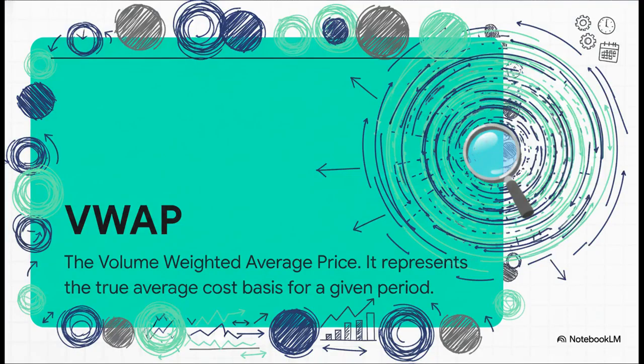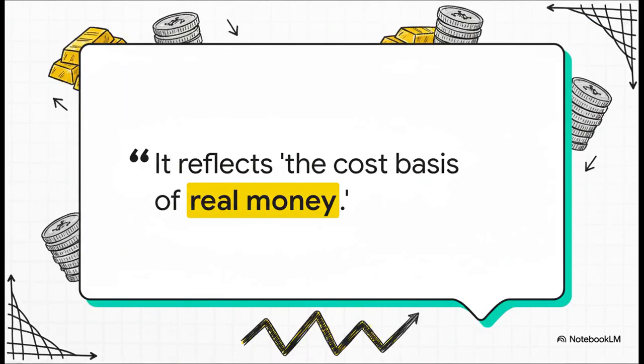So what is VWAP, really? Well, it stands for Volume Weighted Average Price. But please don't just think of it as another moving average. It's way more than that. Think of it as the market's financial center of gravity. It's that equilibrium point, that sweet spot where the most money has actually changed hands during a certain period, whether that's for the day, the week, or even the whole quarter. And this is what makes it so incredibly powerful.